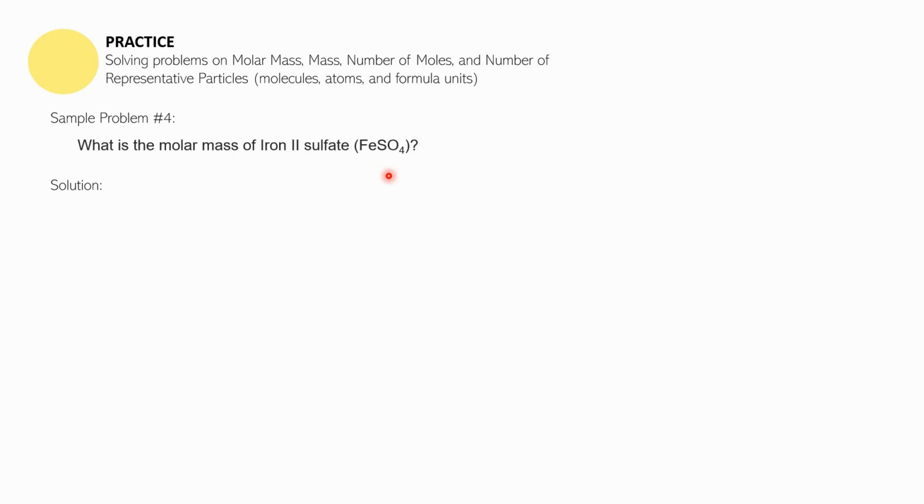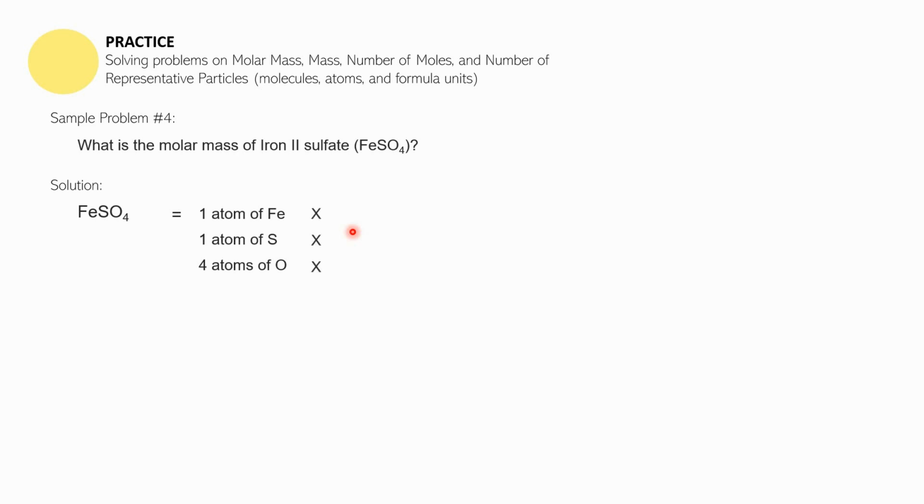Your first thing to do is write FeSO4 as your given, and then identify the elements that are present. You have iron, sulfur, and oxygen. After identifying the kinds of elements present, count the number of atoms for each element: 1 atom for iron, 1 atom for sulfur, and 4 atoms for oxygen. Very good.